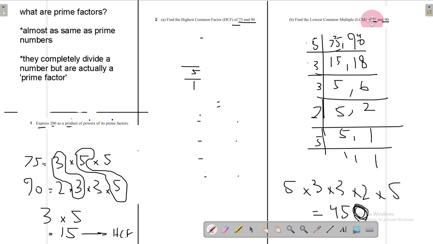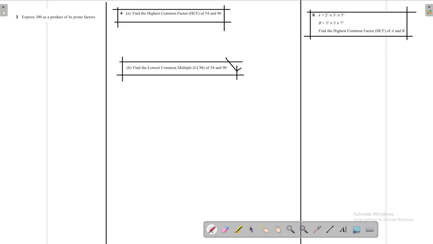Alright, let me hit next, and it is the same question as this one. Here, express 200 as a product of the powers of its prime factors. I'm not going to do that, so I'm giving this one to you to do on your own. You can send your homework to my email, and I'm going to check it. These two numbers are actually the easiest ones as well, so I'm just going to go over them and move on to the hard part now.